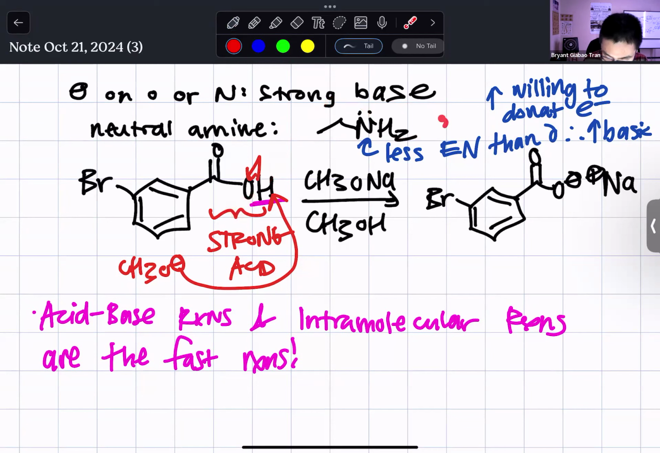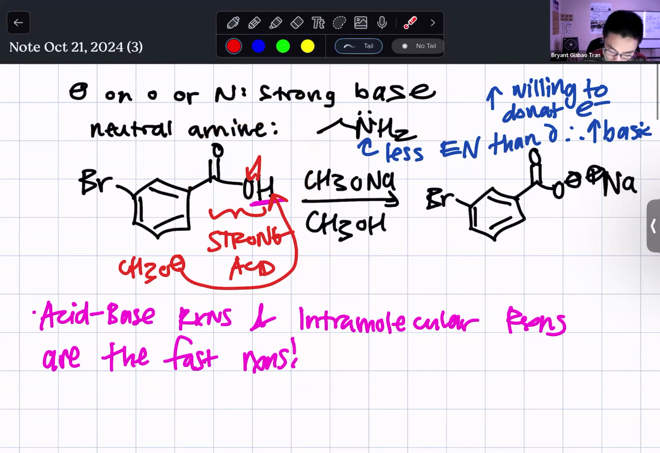You would expect this amine to create an amide from this carboxylic acid, right? But that does not happen if there's no heat, right? Heat is required for the conversion of this carboxylic acid to the amide, but that's not the most efficient way.